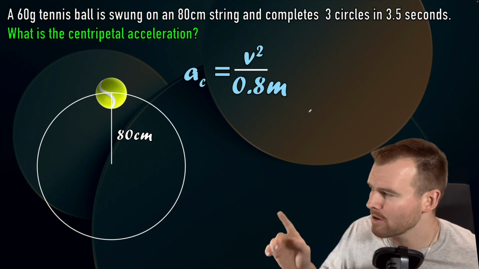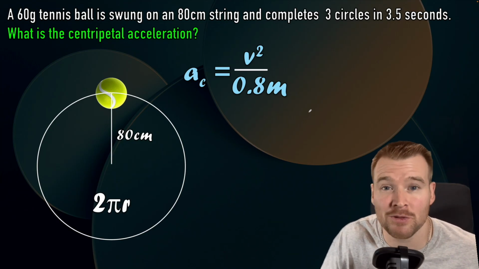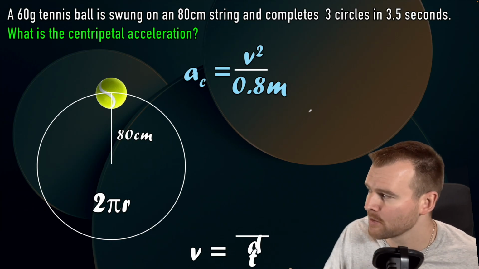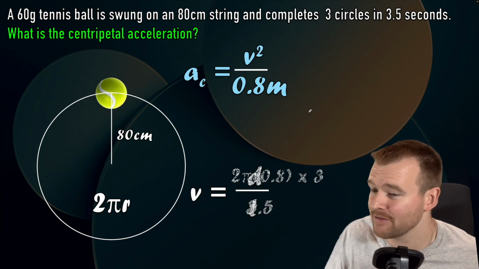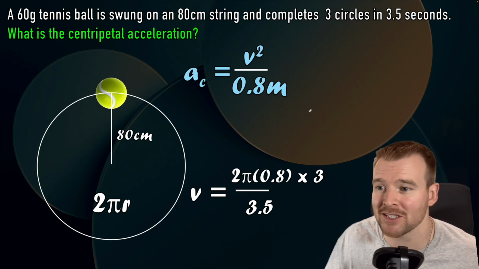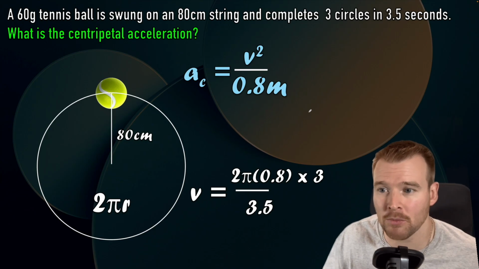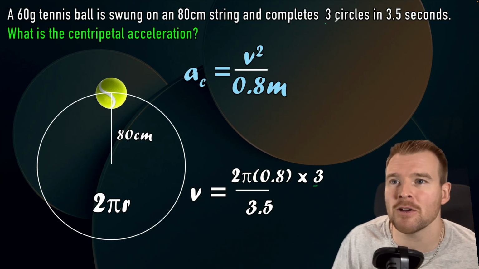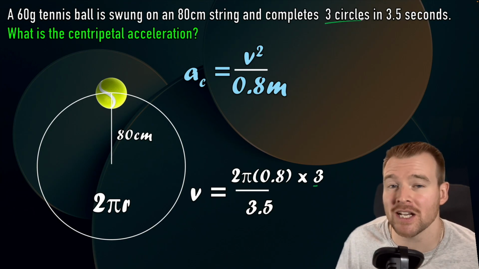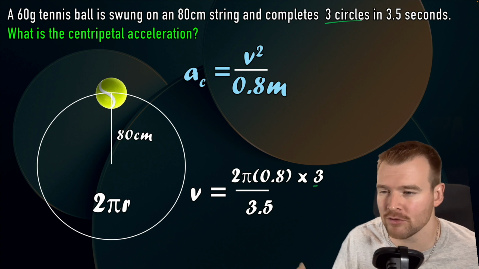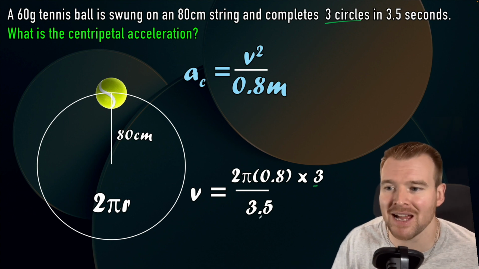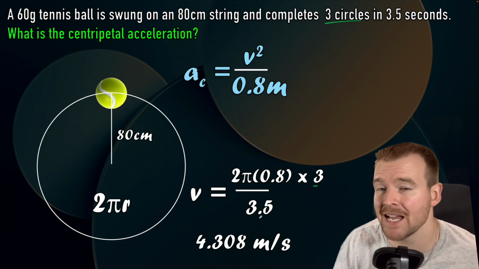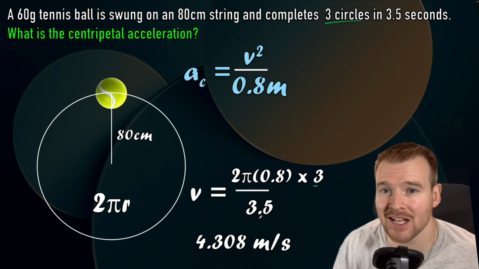How do I find the length of that path? Well, it's the circumference, which is 2 pi r. That's the distance around the outside of the circle. So if I take that and put it into v is equal to d over t and put in my circumference, 2 pi 0.8, you might have noticed I also put a 3 right here because it went 3 circles. So I did 2 pi r, the circumference, 3 times, so 2 pi r times 3, and then divide by the time, 3.5 seconds. And I get an answer there of 4.308 meters per second as its velocity.